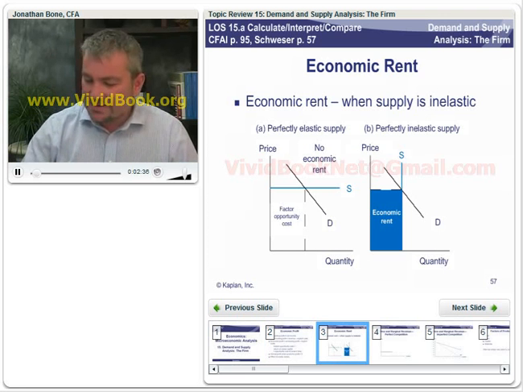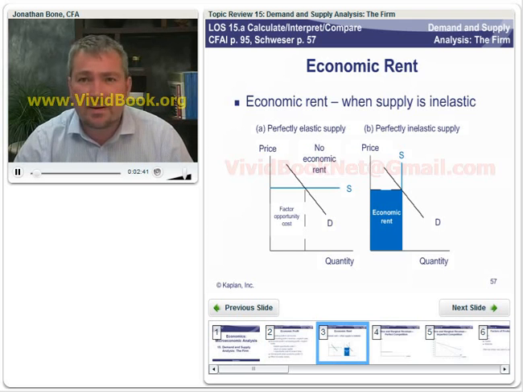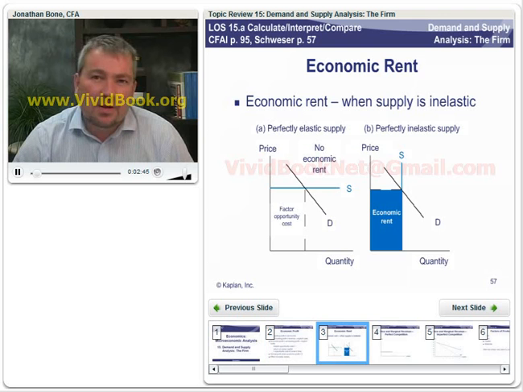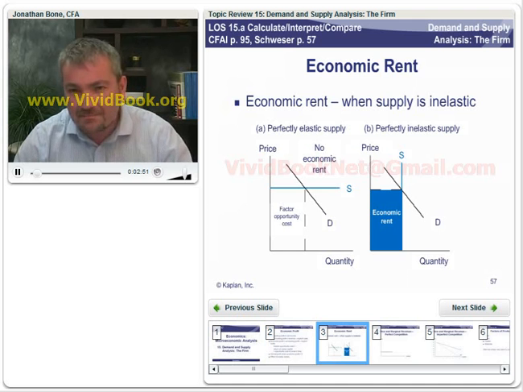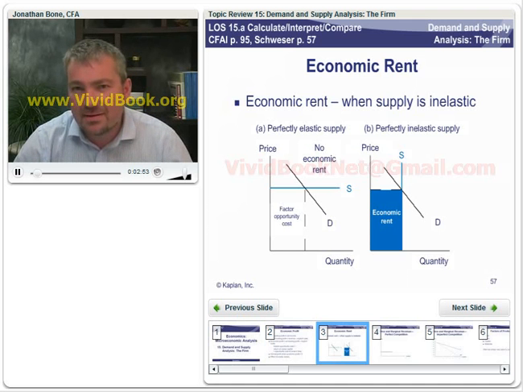Economic rent, and it's the perfectly inelastic supply one we really want to talk about here. You can see when supply is perfectly inelastic, you get economic rent. Now, economic rent is a form of abnormal profit. A good way of thinking about this is to think about professional sports players. Let's take a Premiership soccer player, football player, or maybe an NFL football player. They get paid massive salaries.